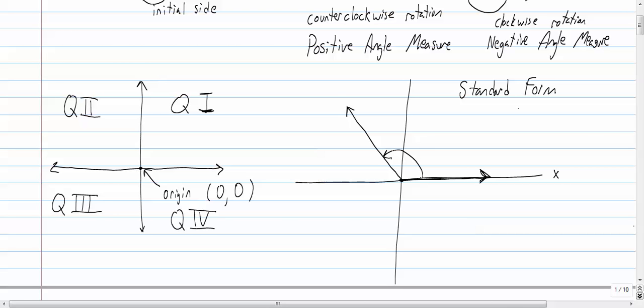So if I called this angle measure here a variable, I'm going to call it theta, the Greek letter theta. It's like a 0 with a horizontal slash through it. Then I can say theta lies in quadrant 2.